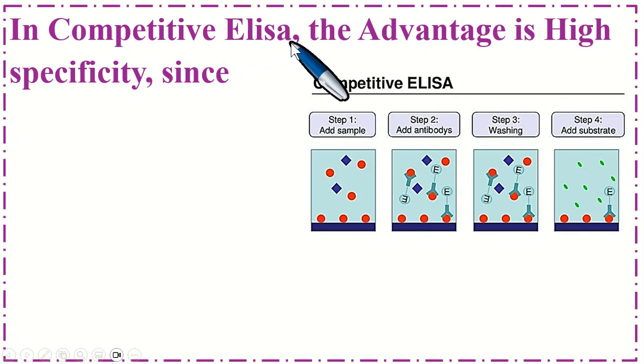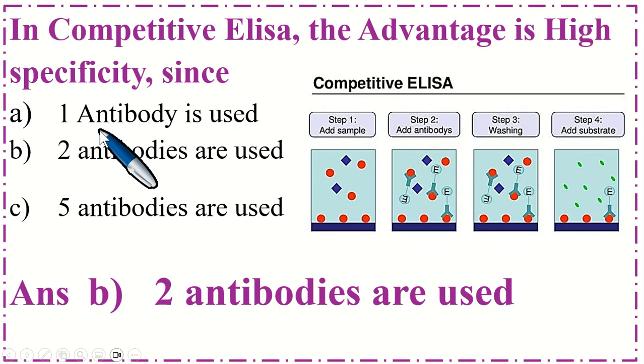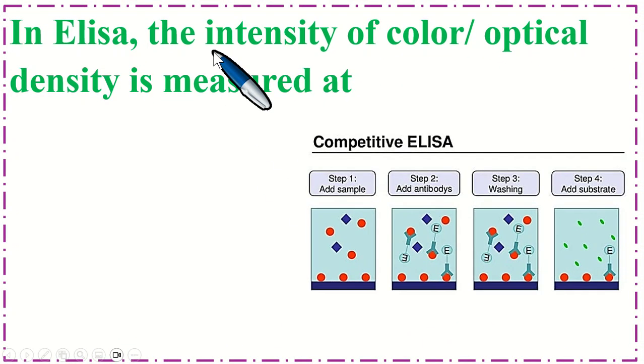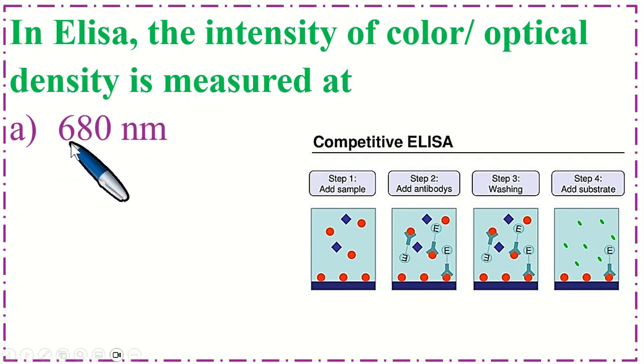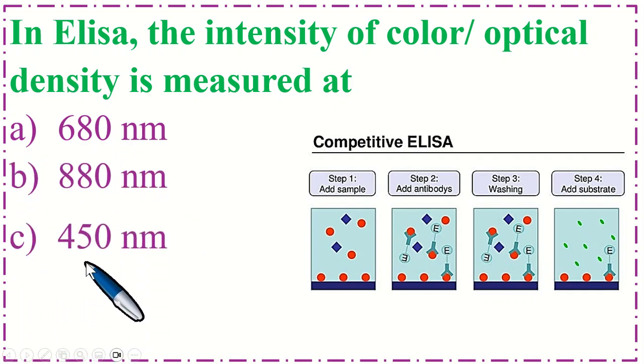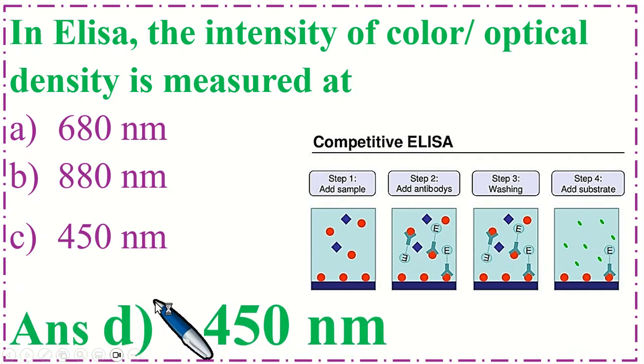In competitive ELISA, the advantage is high specificity since option A, one antibody is used; B, 2 antibodies are used; C, 5 antibodies are used. Correct option is B, 2 antibodies are used. In ELISA, the intensity of color, optical density, is measured at option A, 680 nanometer; B, 880 nanometer; C, 450 nanometer. Correct option is D, 450 nanometer.